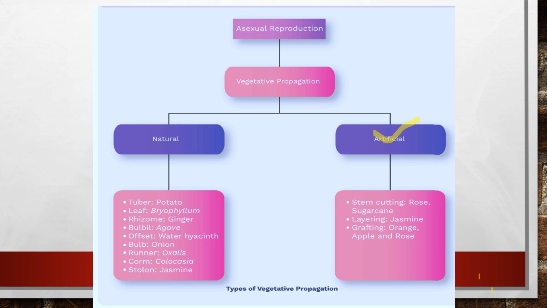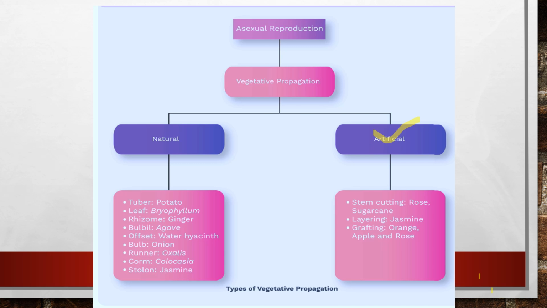In the case of jasmine, we can bend the stem to the land, and then a new plant can be developed from that bent part. So roots here are artificially induced to grow on the branches before they are detached from the parent plant. There are many different types of layering.